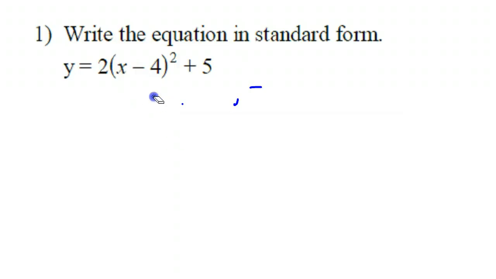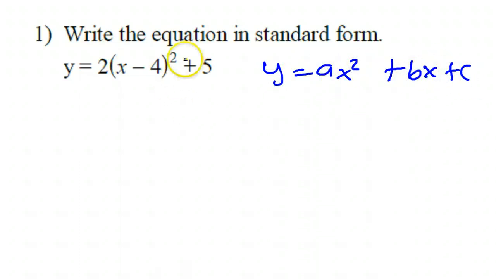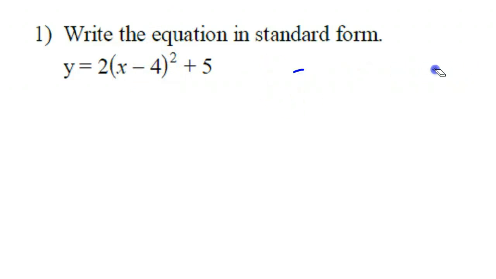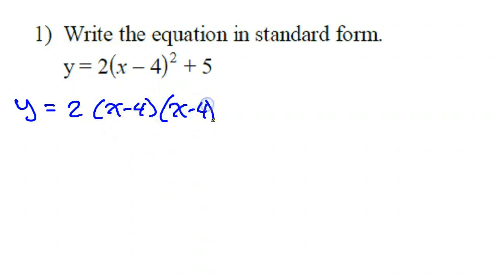Anyway, standard form is the form where you have ax squared plus bx plus c. And we need to be able to change from vertex form to standard form. And here's how you do it. Really, you just multiply. So we have y equals 2. Now x minus 4 squared means x minus 4 times x minus 4.